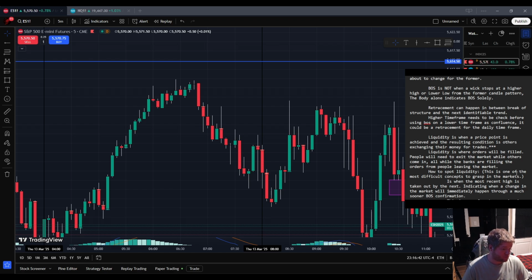These really do mean nothing without context. So again, if you guys see a breaker block or an order block get formed, I don't want you just blindly going in and taking trades off of these things because you will end up losing. But we are so close.